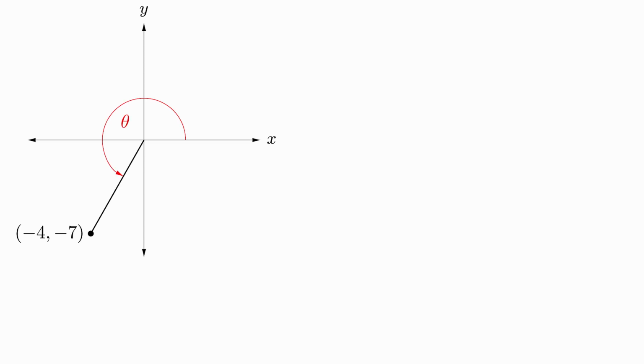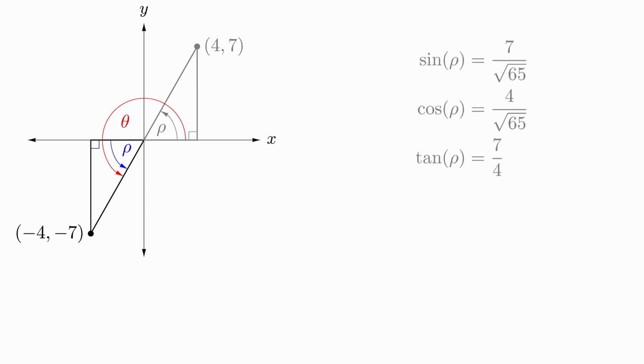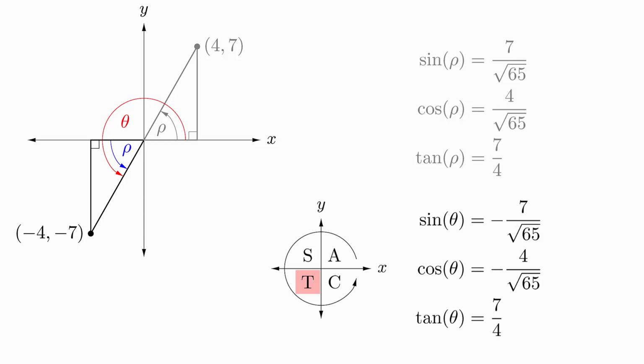As a numerical example, let's look at the angle that passes through the point -4, -7. Here's what our triangle would look like with the reference angle labeled. If we reflect this angle into the first quadrant, we can identify the sine, cosine, and tangent of the reference angle, using the Pythagorean theorem to get the length of the third side, and then using the geometric relationships of opposite, adjacent, and hypotenuse. We just need to remember that the tangent is the only positive primary trigonometric function in the third quadrant.